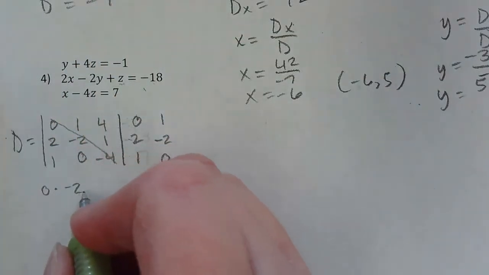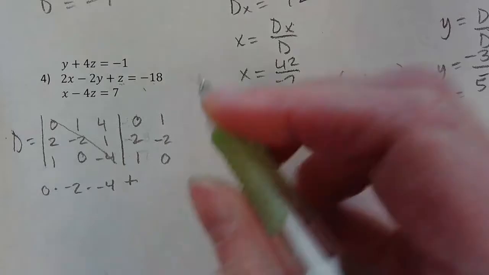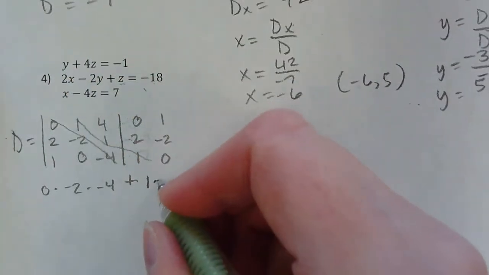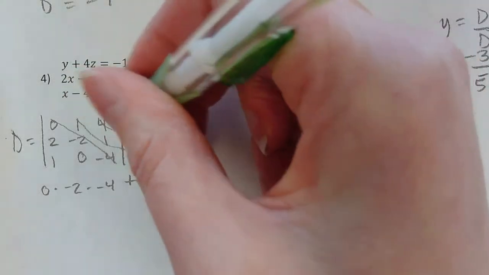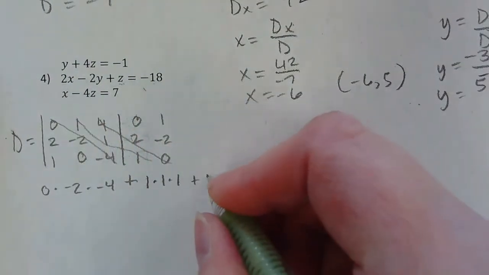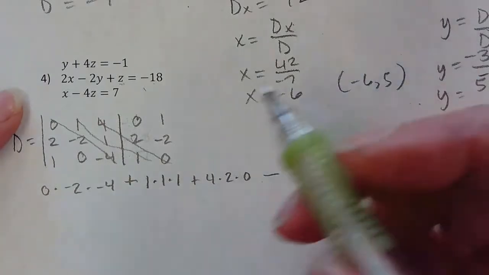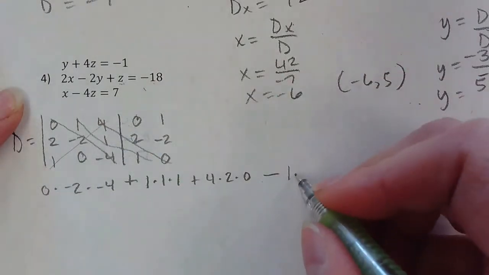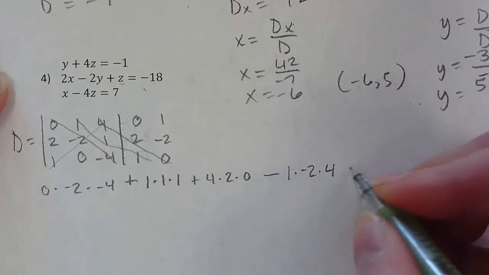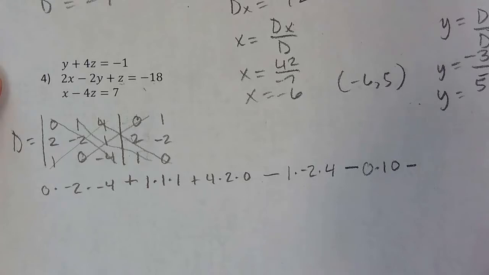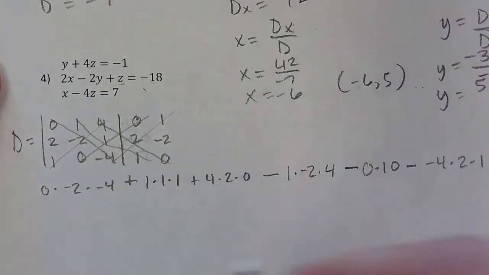So I'm going to have to multiply these three: 0 times -2 times -4, plus, these diagonals that we draw first are the positive ones. The negative ones are going to go in the opposite direction. Plus 4 times 2 times 0, and then minus. So now we're going to work the other way: 1 times -2 times 4, minus 0 times 1 times 0. We love the zeros. Minus -4 times 2 times 1.